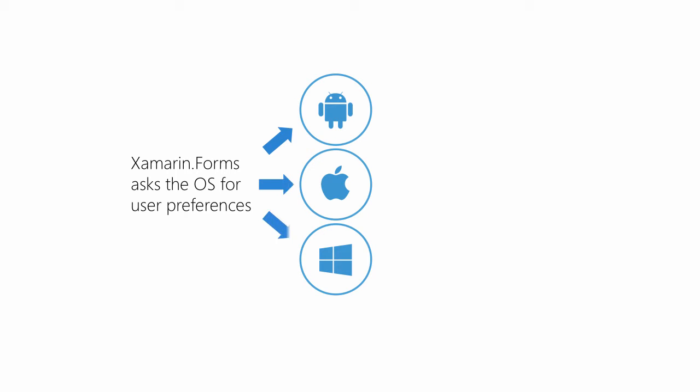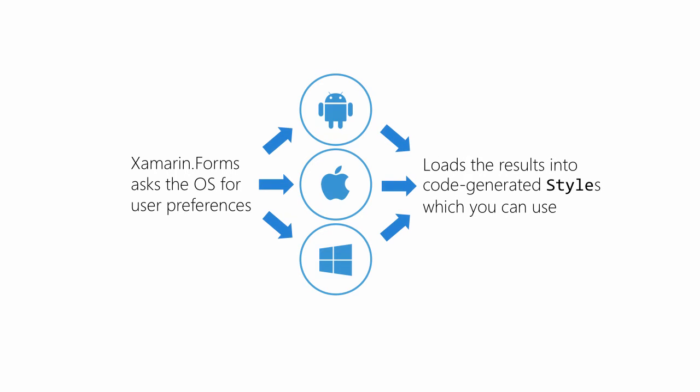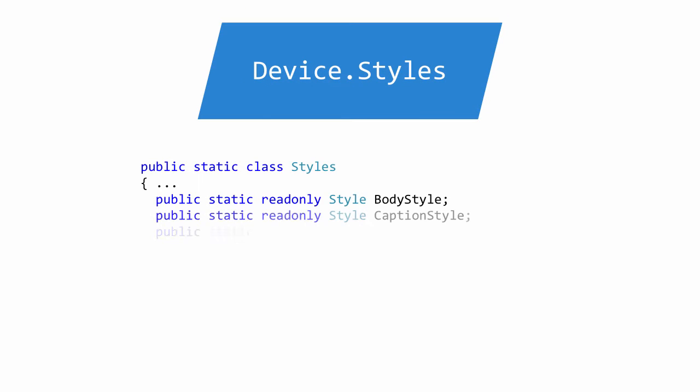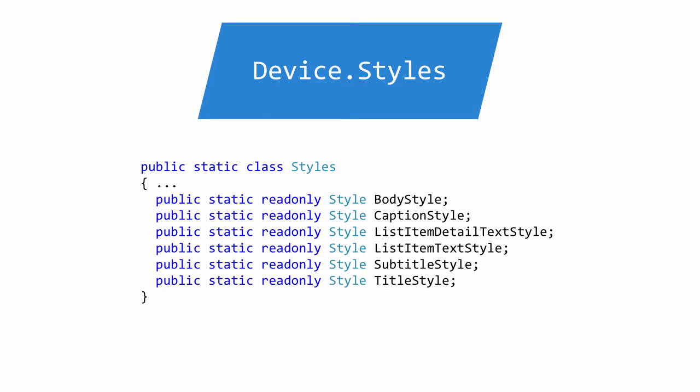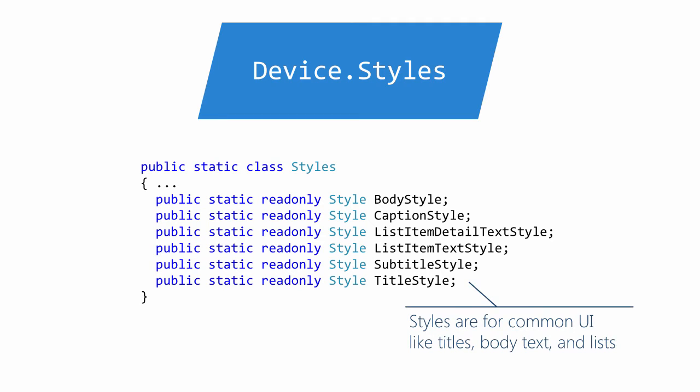Xamarin.Forms gives you several predefined styles, typically called built-in styles. The built-in styles are generated via code at startup. If the user changes their device-wide preferences, the styles are updated. The style objects are stored in Device.Styles. Styles is a class nested inside of the Device class. This is mostly an implementation detail that you would rarely need to know.